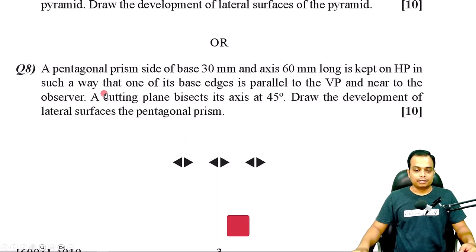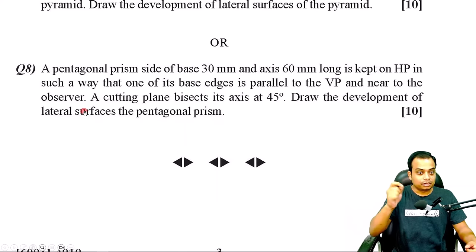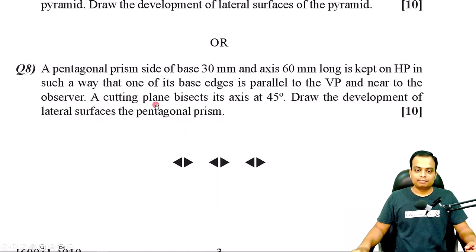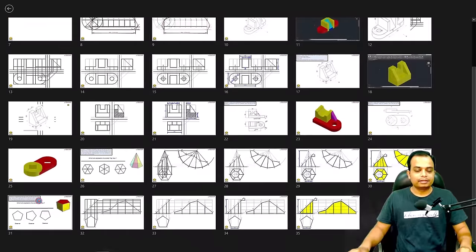In such a way that one of the base edges is parallel to the VP. All right. And near to the observer. It is near to the observer. Please take a note of this. A cutting plane bisects its axis at 45 degree. Draw the development of lateral surfaces of the pentagonal prism. Wonderful. Let me take you to the solution. And here it is.